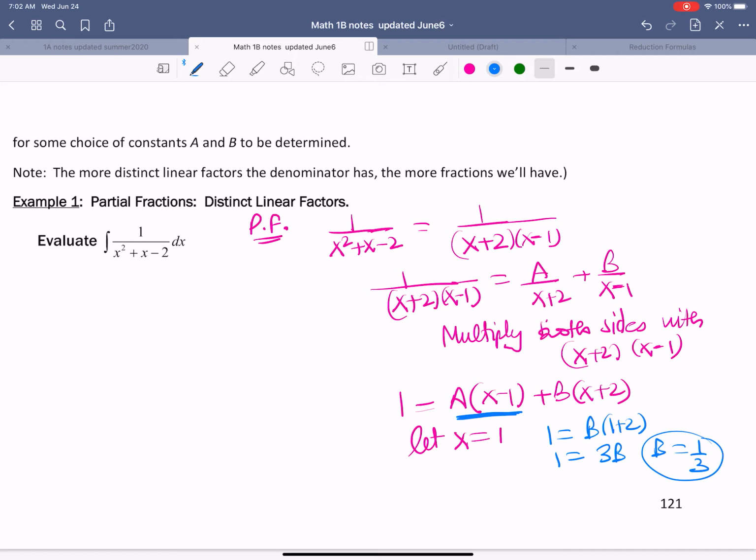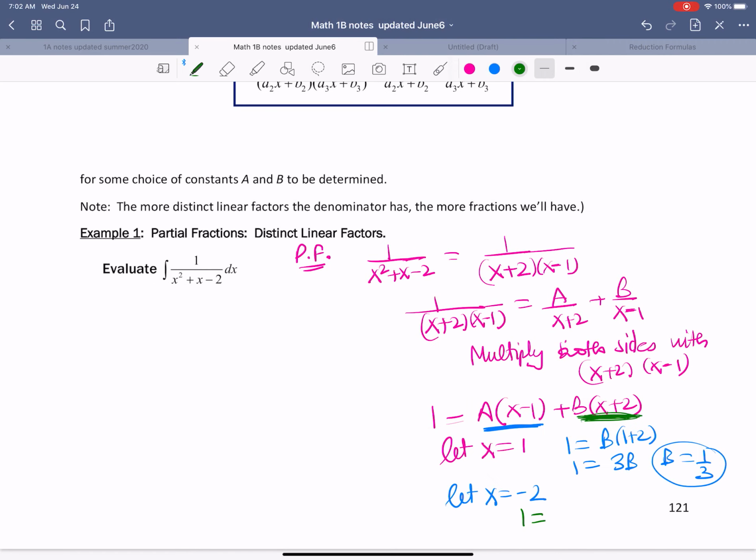And now I can let x be negative 2. The benefit of that is this factor will turn into 0 and I can find out my A. The left-hand side has no x, so it doesn't care about the x. 1 equals A times negative 2 minus 1. So 1 is equal to negative 3A. A comes out to be negative 1/3.